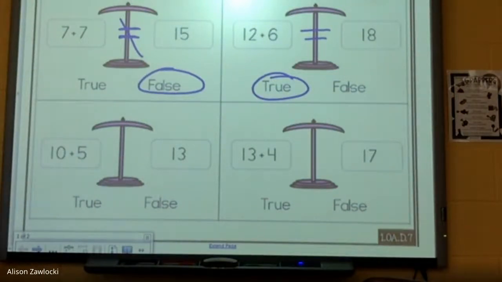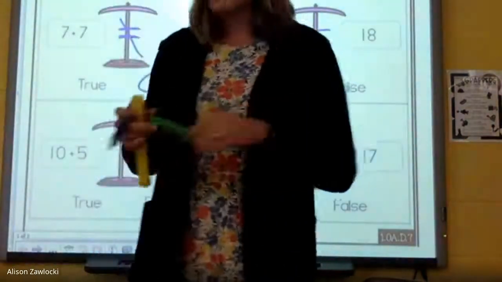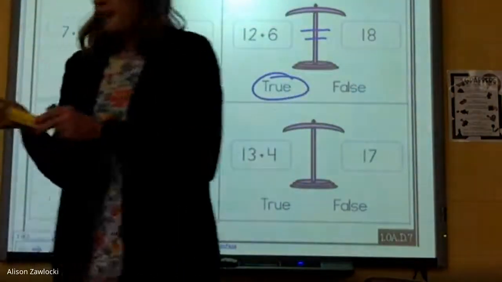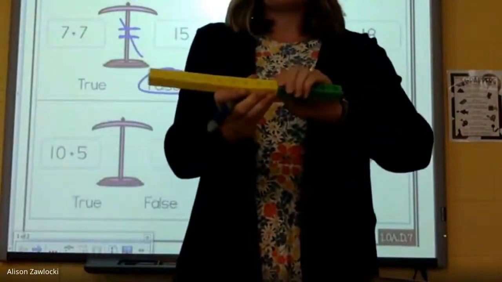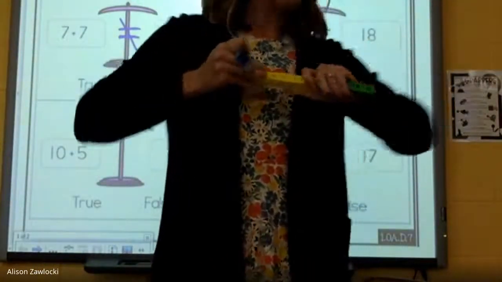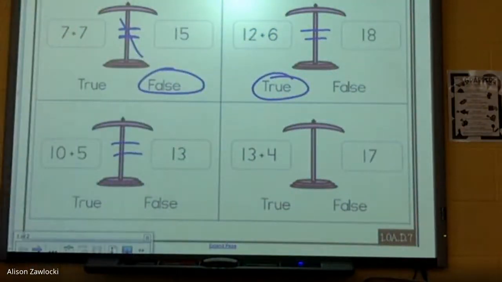Let's do 10 plus 5 now. 10 plus 5. 1, 2, 3, 4, 5, 6, 7, 8, 9, 10 plus 1, 2, 3, 4, 5. So I have 10 here and 5 here. Let's count them all together and see if 10 plus 5 equals 13. Go ahead and write that in your notebook as well. Feel free to pause the video. 10 plus 5 equals 13.